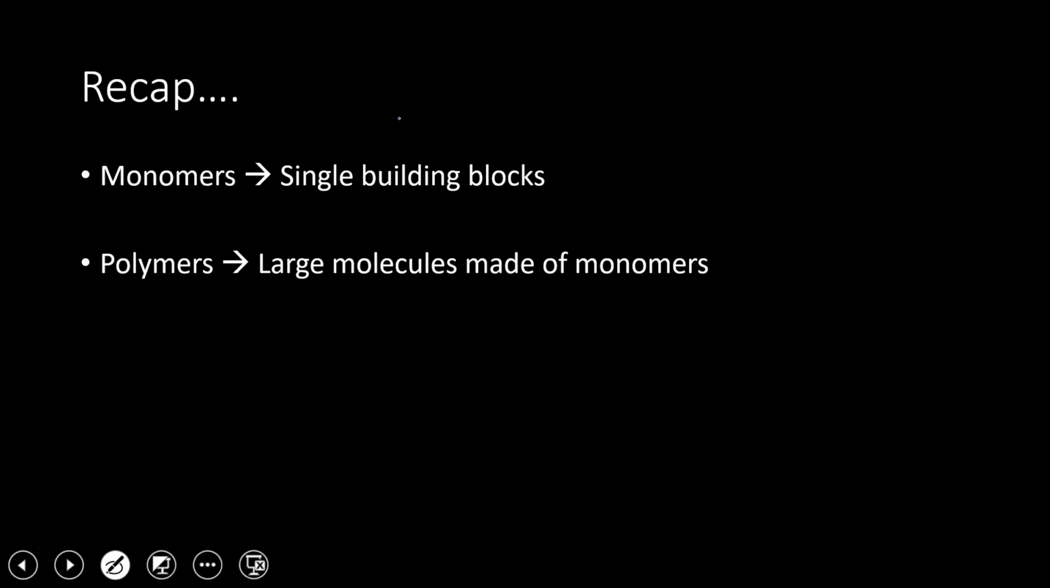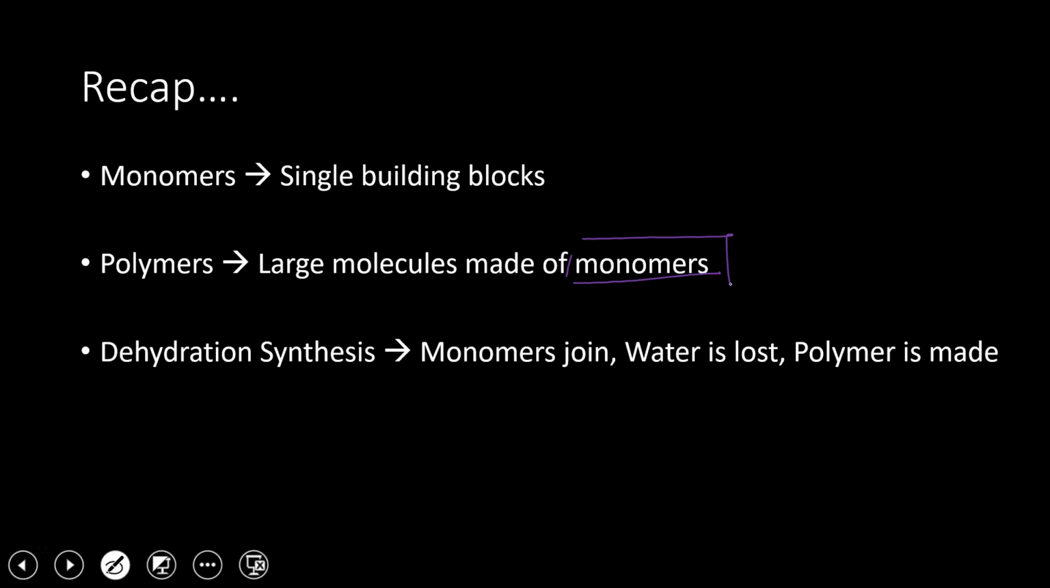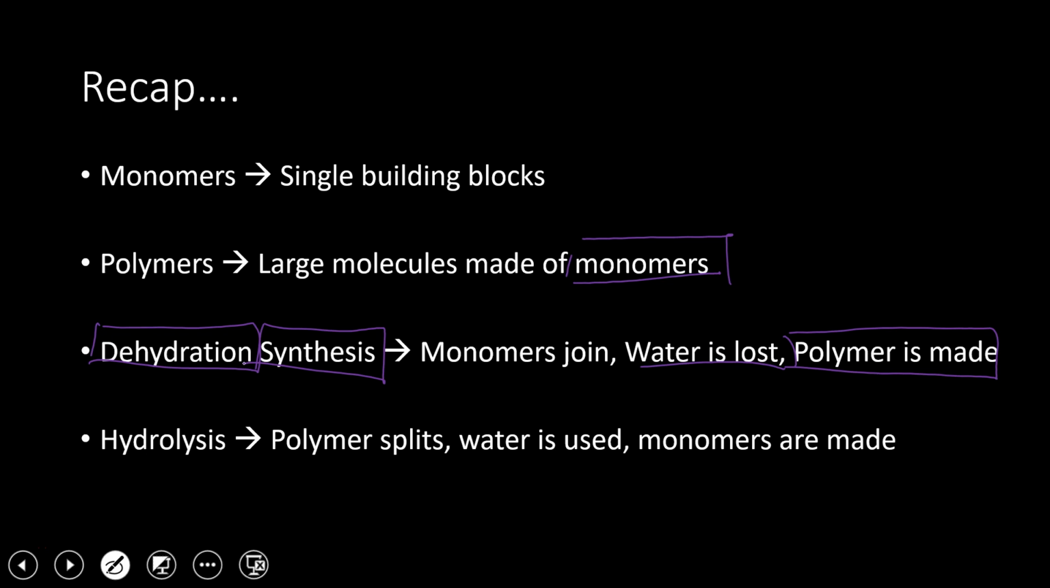Let's do a quick recap. Monomers are single building blocks. Polymers are large molecules made up of those building blocks, those monomers. Okay? Dehydration synthesis is when monomers join together. Water is lost. That's the dehydration part. A polymer is made. That's the synthesis part. Okay? Hydrolysis. Lysis means to split or break apart. The polymer splits. Water is used. That's the hydro. Okay? And we're left with monomers. Okay? So they're exact opposite processes.